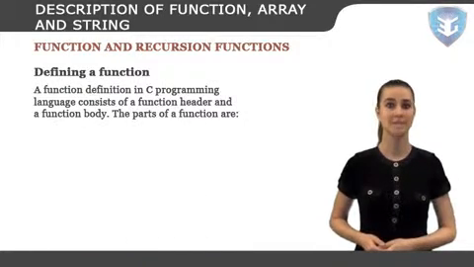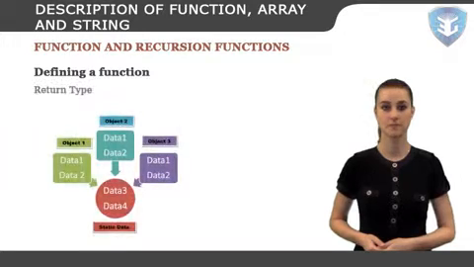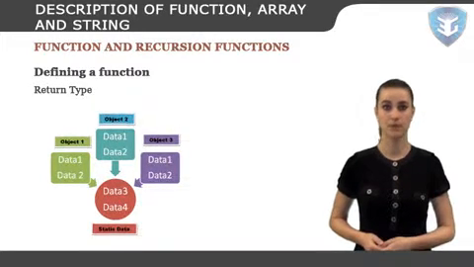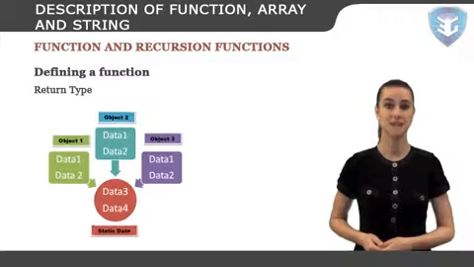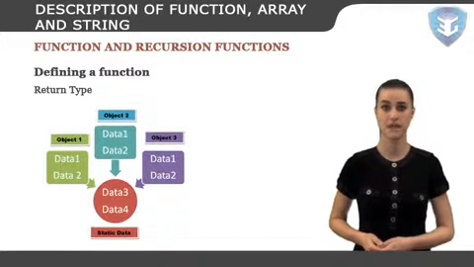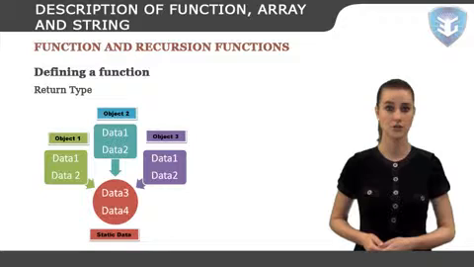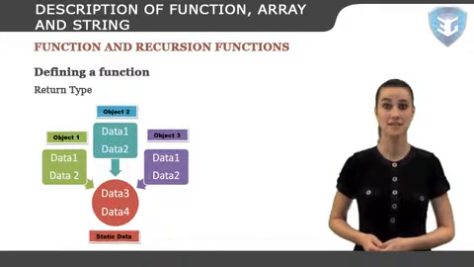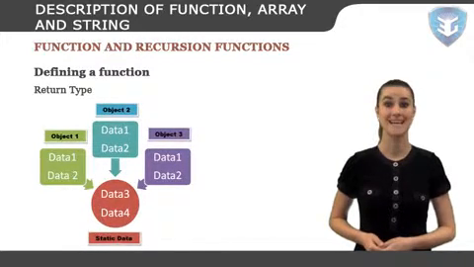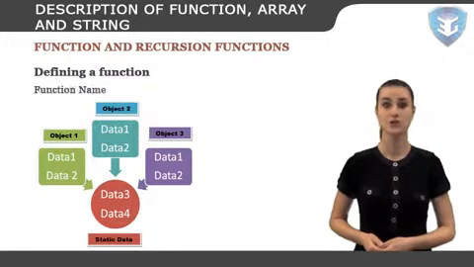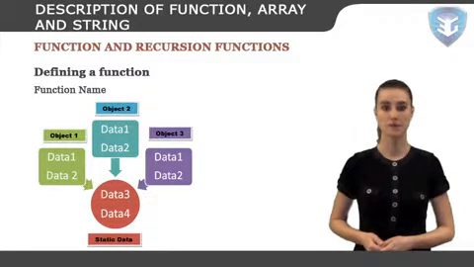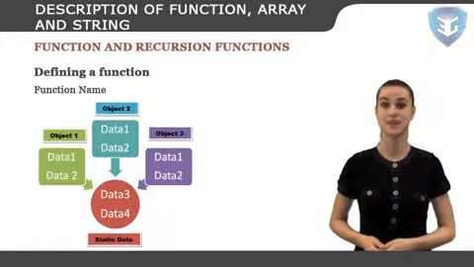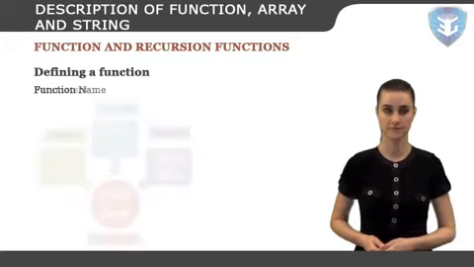A function definition in the C programming language consists of a function header and a function body. The parts of a function are: return type. A function may return a value. The return_type is the data type of the value the function returns. Some functions perform the desired operations without returning a value. In this case, the return_type is the keyword void. Function name. This is the actual name of the function. The function name and the parameter list together constitute the function signature.